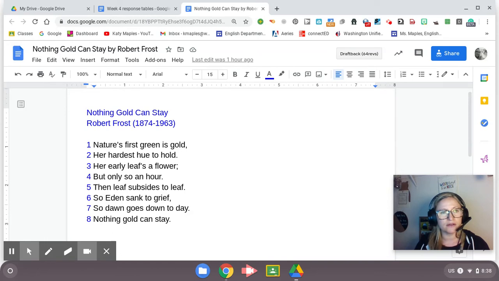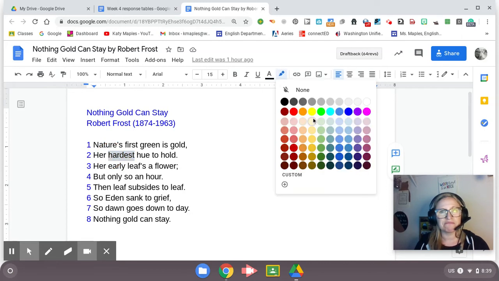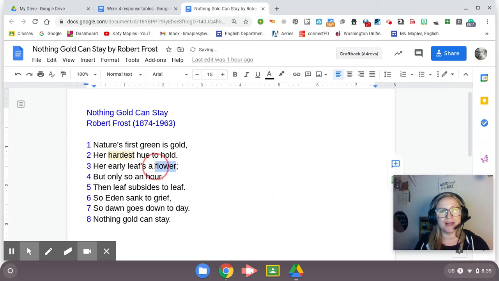So I'm looking it over. I'm going to say hardest maybe is important. Again, don't overthink it, just what stands out to you. Flower seems pretty important to me. Subsides stands out to me. Eden. Dawn. And nothing. So I think I picked more than 5. Okay, so we'll leave Eden out because we're going to talk about Eden later with something different. So these are the 5 words that I am going to look at their connotation, okay?